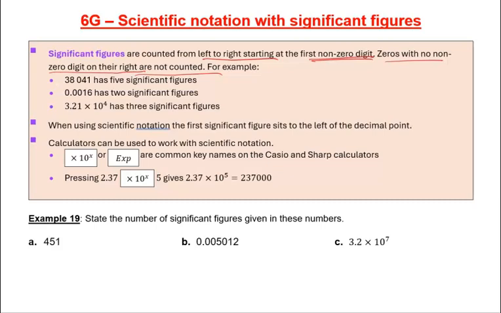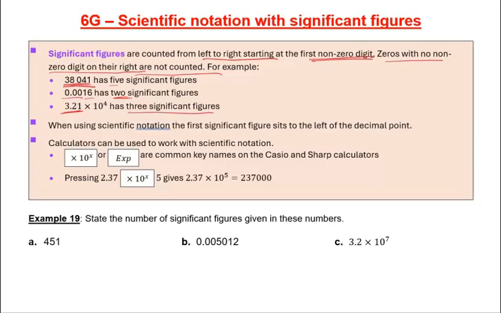So this one, that zero is in the middle, so our first non-zero digit is there, 3. That has 5 significant figures. These first 3 zeros are not significant. These two are, 1 and 6, so we have 2 significant figures. And this one, 3.21, doesn't matter how many zeros come after that, because we have 3 significant figures.